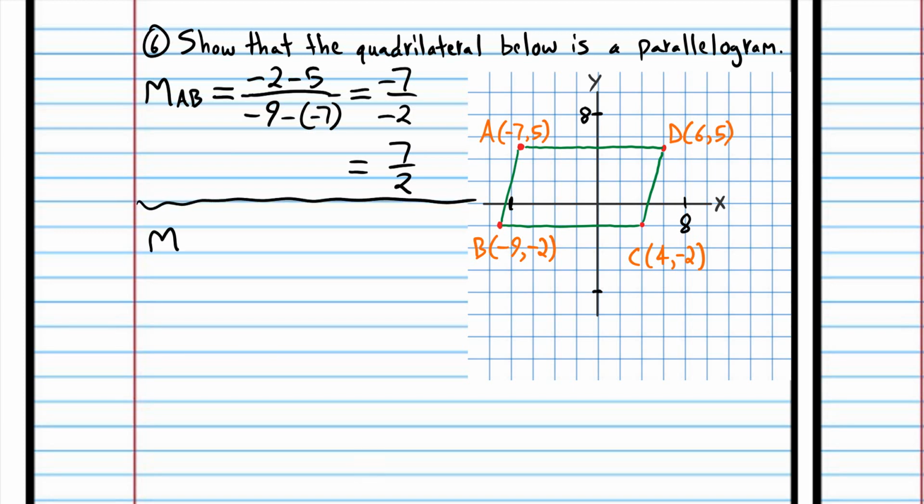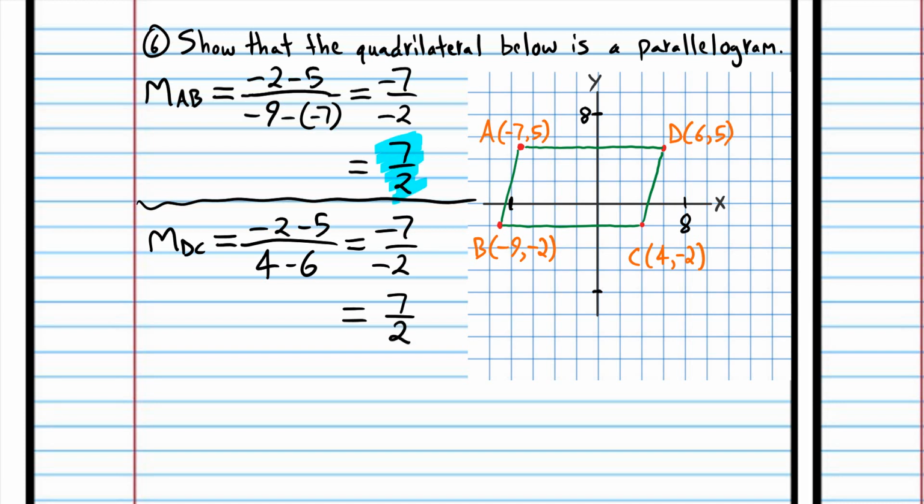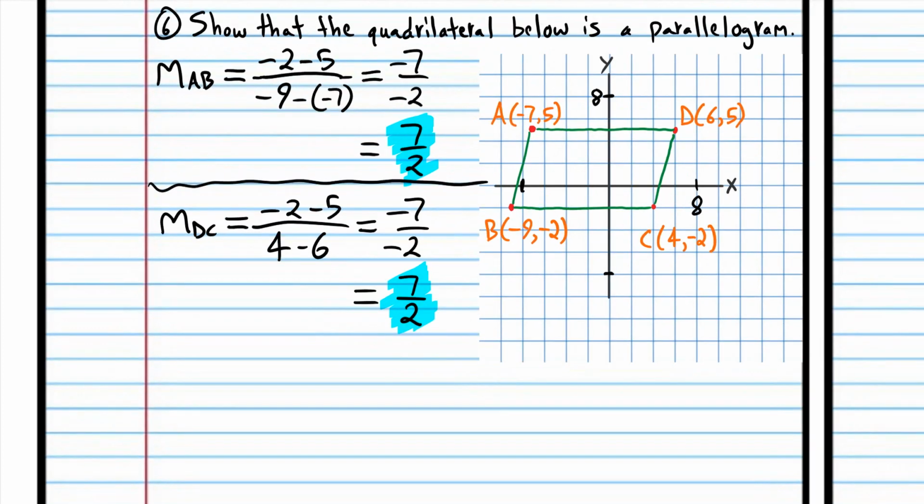Now we're going to find the slope of the opposite side, which is DC, and they should be the same. Using D as the first point, we have negative 2 minus 5, and 4 minus 6. Simplify, we get negative 7 over negative 2, which simplifies to positive 7 over 2. And you can see that we have the same slope on both of those. So those two line segments, those sides, are parallel.